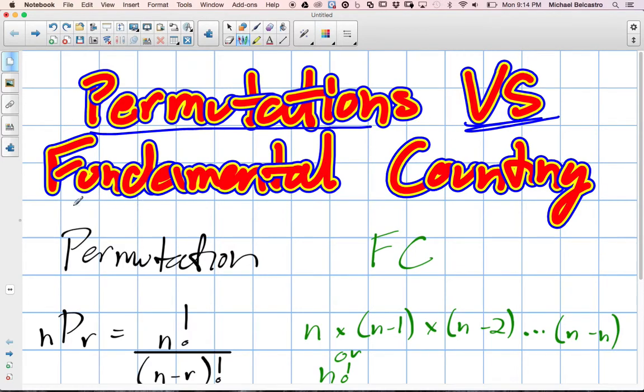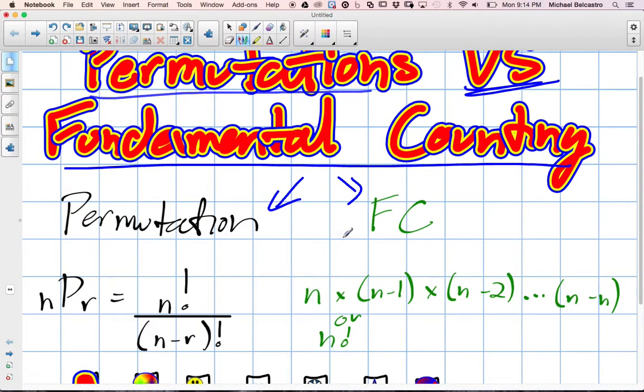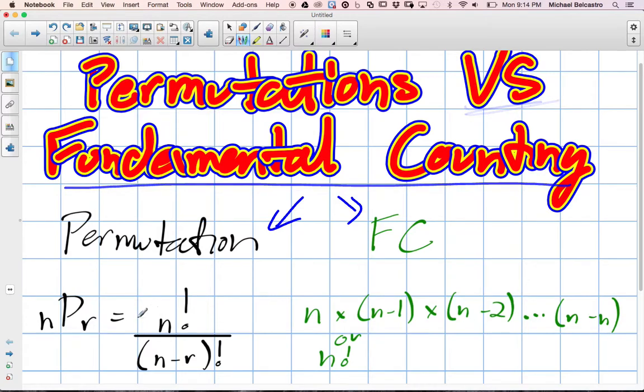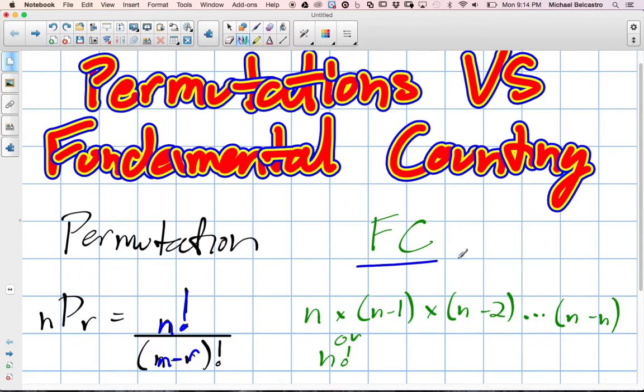Permutations versus fundamental counting principle. So we have our permutations and our fundamental counting principle, and I've made our formulas here. Here's our permutation formula. It is n factorial over (n minus r) factorial. And for the fundamental counting principle, I've used essentially the idea of a factorial: n times n minus 1, n minus 2, all the way to n minus n, which would equate to the value of 0.